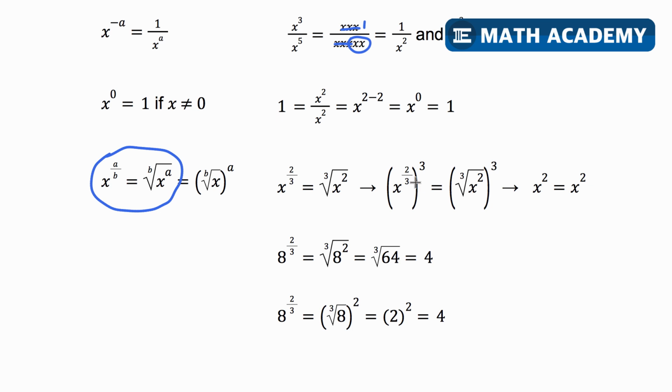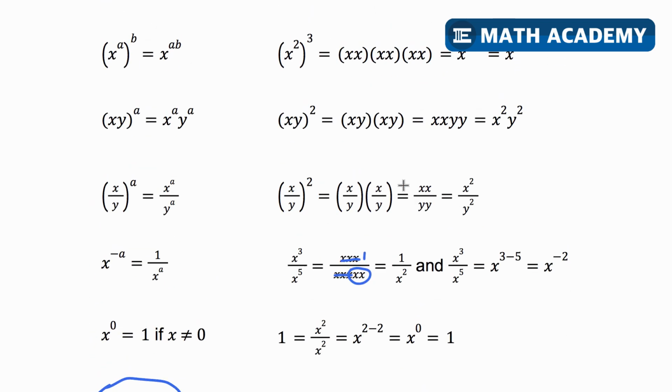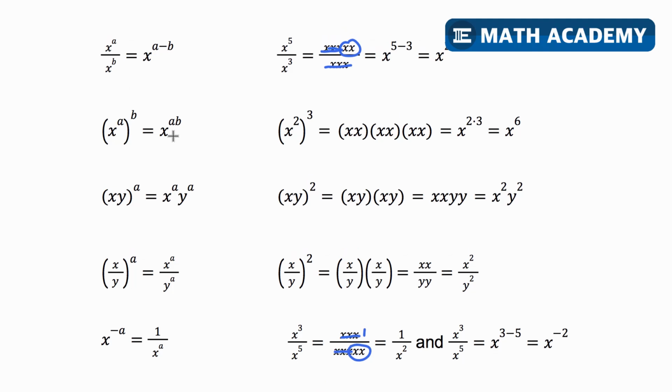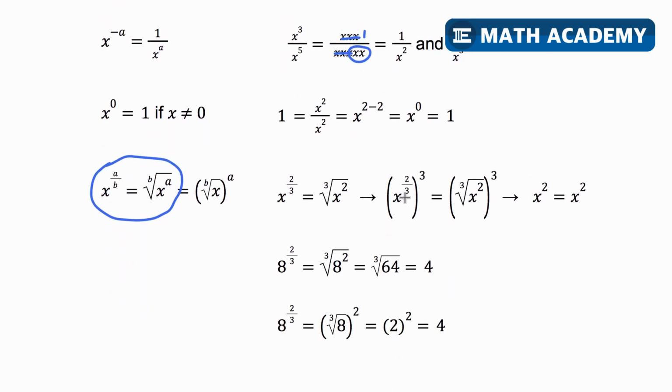Let's raise each side to the power of 3. So this being raised to the 3, this being raised to the power of 3, we'd get this. X to the 2 over 3 raised to the power of 3 means that if we apply this rule here, x to the a to the power of b equals x to the a times b, we're going to multiply the exponents. So 2/3 times 3 means that the 3's cancel out. And we'd be left with x to the power of 2.